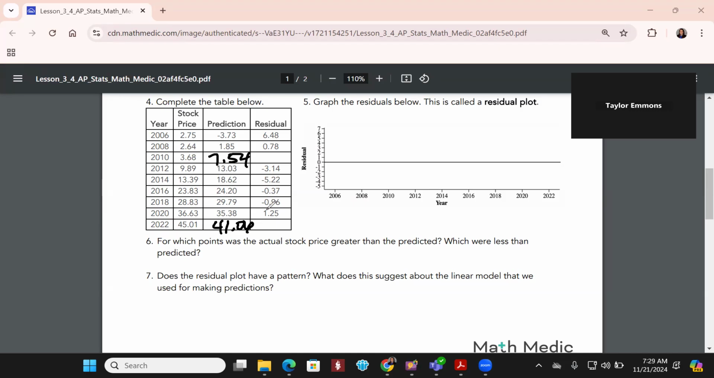All right, so you should have gotten 7.54. And then if you subtract actual minus predicted, you're going to get negative 3.86. For the next one, it's 41.06. If you subtracted those two, you're going to get 3.95.